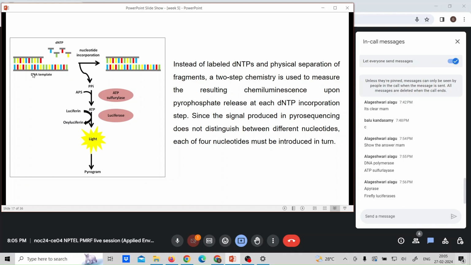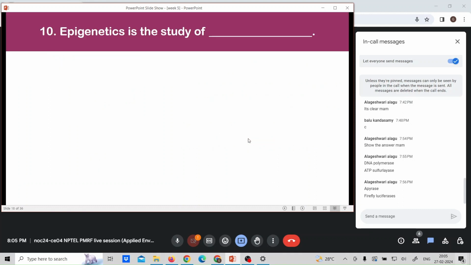What happens here is, we have a DNA template, and there is nucleotide incorporation. At the end, you will get this PPi, which will combine with APS to give you ATP. Here, as she told, ATP sulfurylase is used, and the ATP is used to convert luciferin to oxyluciferin by the luciferase enzyme, and light is emitted, and you get the pyrogram. This is how pyrosequencing works.